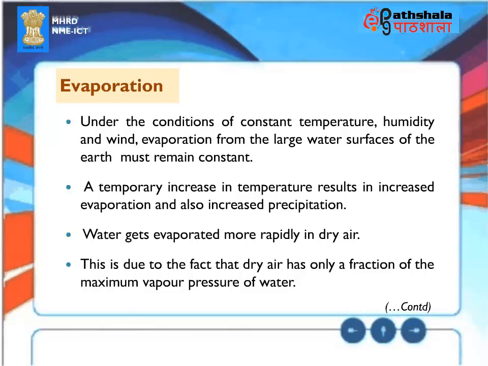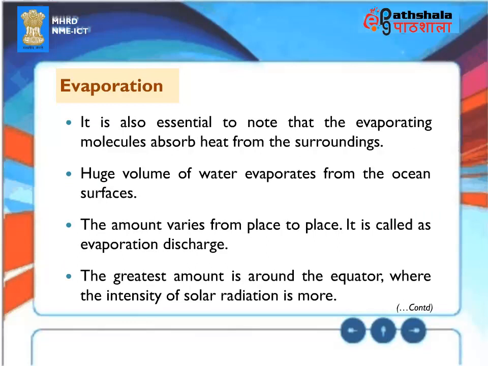Water gets evaporated more rapidly in dry air. This is due to the fact that dry air has only a fraction of the maximum vapor pressure of water. It is also essential to note that the evaporating molecules absorb heat from the surroundings. A huge volume of water evaporates from the ocean surfaces. The amount varies from place to place. It is called evaporation discharge. The greatest amount is around the equator, where the intensity of solar radiation is more.